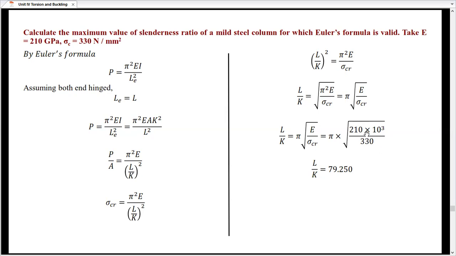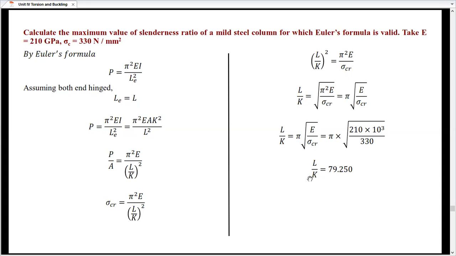So if you put that elasticity and stress, you will get slenderness ratio L by K, which is 79.250. Okay. So in this way, we can calculate slenderness ratio. Now to get that slenderness ratio, first we have to determine that equation for slenderness ratio. And to get that equation, we apply the equation of buckling load, P is equal to pi square EI upon Le square. Just we have replaced L is equal to L and I is equal to AK square. So we get that slenderness ratio.